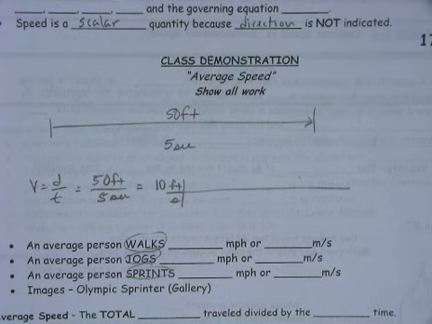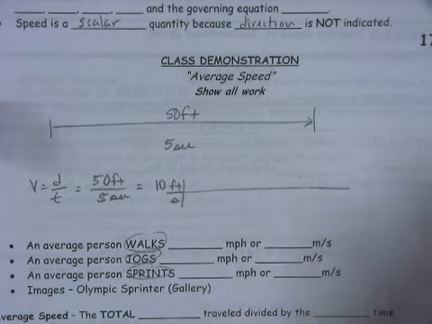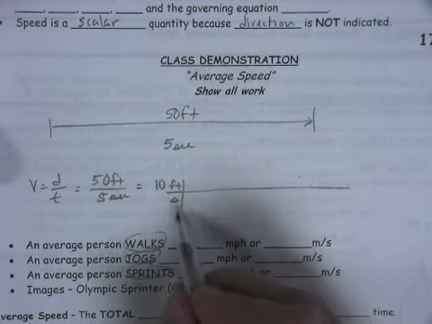So we need to make the conversion from feet per second to miles per hour and then to meters per second. We actually need both. Since I'm already in English, I'm going to stay in English and go ahead and convert quickly to miles per hour. So here's the first one. I get 10 feet per second.